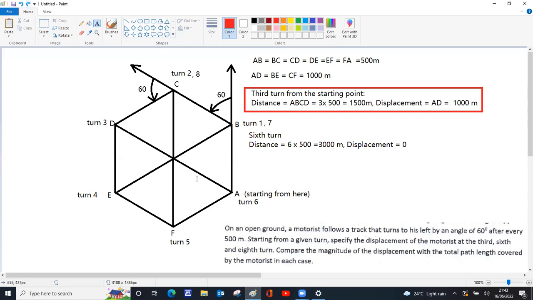Next is the 8th turn. After the 6th, the 7th is at B, the 8th is at C. So the distance will be 1000 more, 2 more 500. Distance will be 4000 meters. Displacement will be the straight line AC.